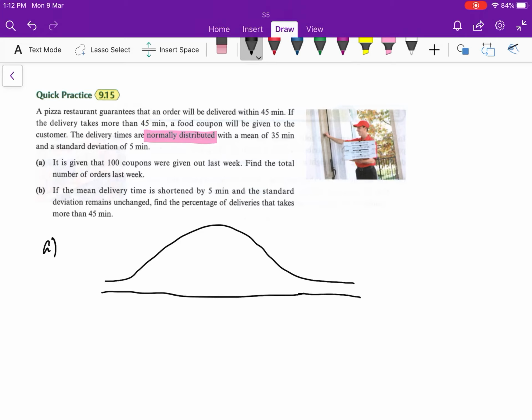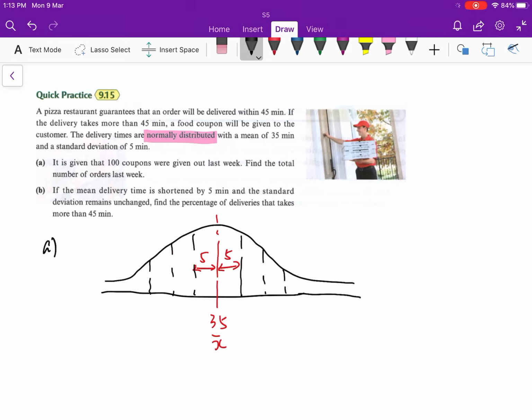So what you need to do first is draw the bell shape, the normal distribution curve, with the mean 35. So try to draw it. 35 will be your mean. Then the standard deviation is 5 minutes, so that means each standard deviation distance will be 5.